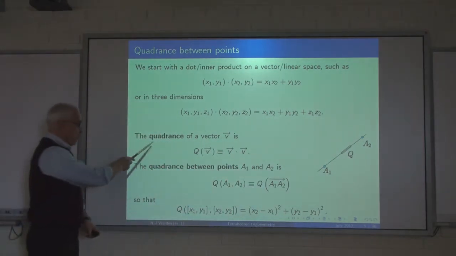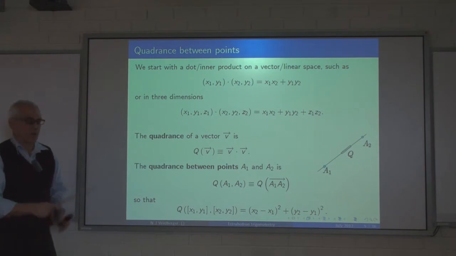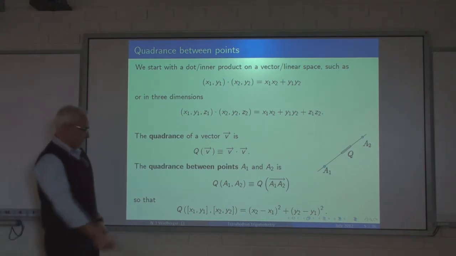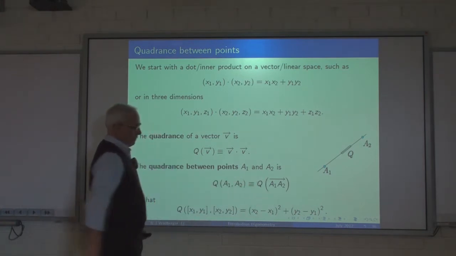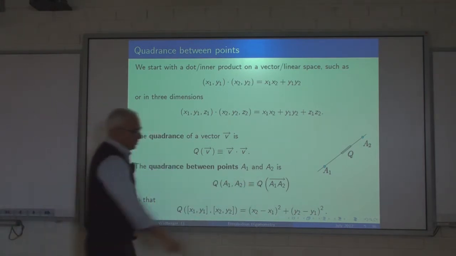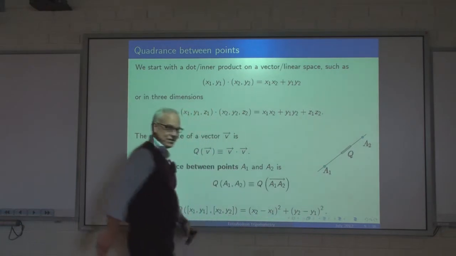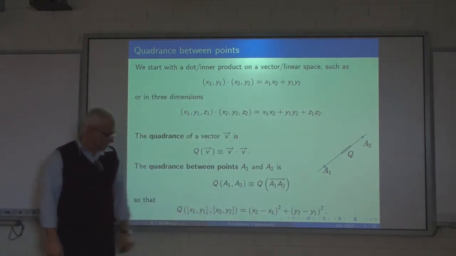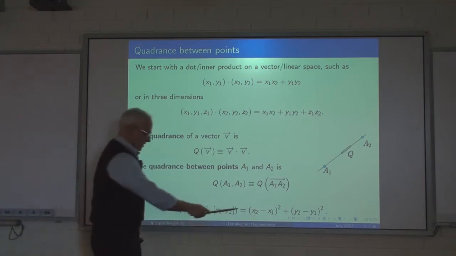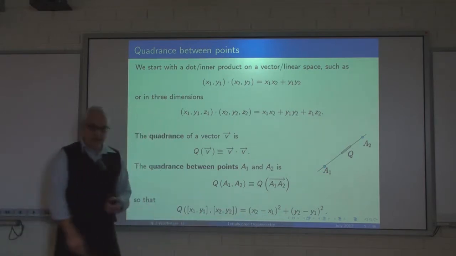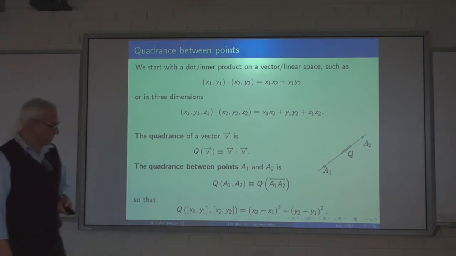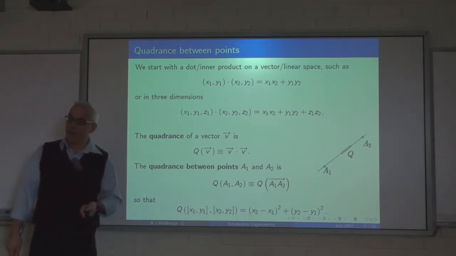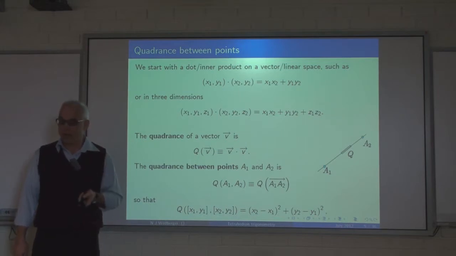And the main definition is that the quadrance of a vector is just what you get when you dot the vector with itself. And then we say that the quadrance between points is the quadrance of the vector joining them. Here's our notation for quadrance to distinguish it from distance. And here's an explicit formula for the quadrance between two points: just the difference between the x-coordinates squared plus the difference of the y-coordinates squared. And it's crucial that there's no square roots around. This is a purely algebraic quantity, making it much easier to work with than the distance.